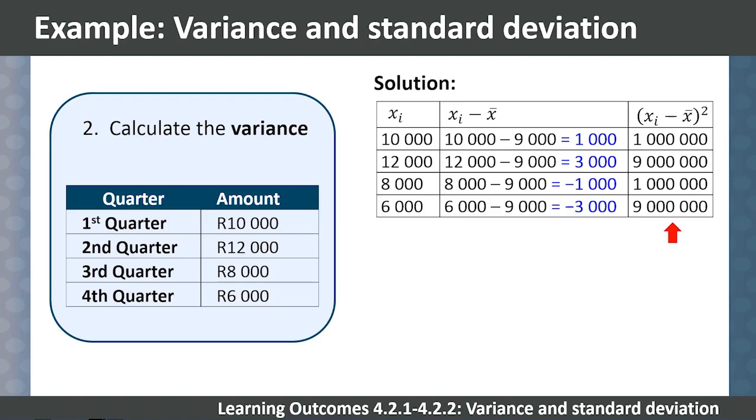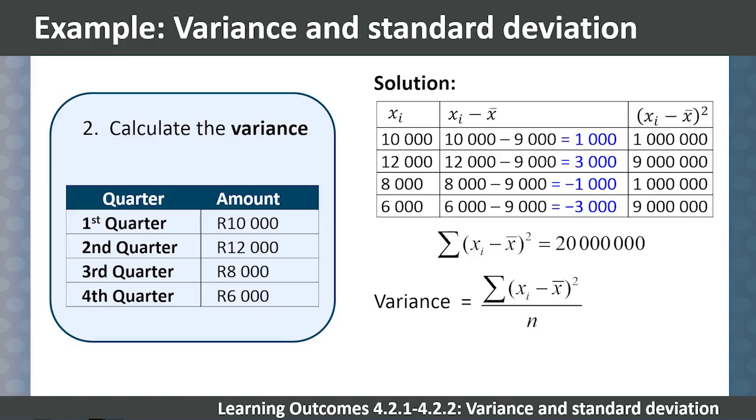Once we have calculated column 2's values, we can calculate column 3. Once our table is complete, we use it to find the sum of the final column. Adding 1 million plus 9 million plus 1 million plus 9 million gives us a sum of 20 million. We can now substitute this value into our variance formula. We get 20 million divided by 4, which gives us a variance of 5 million.